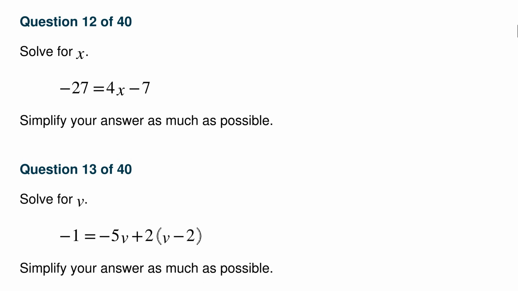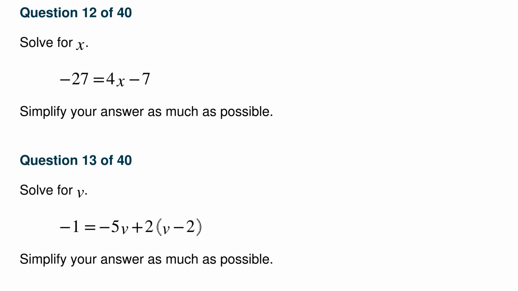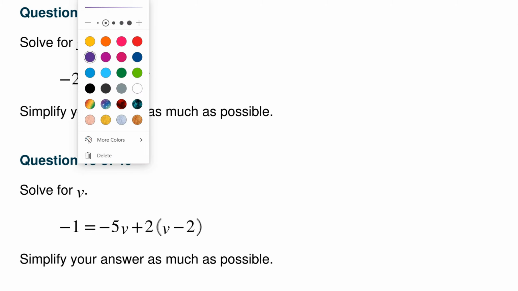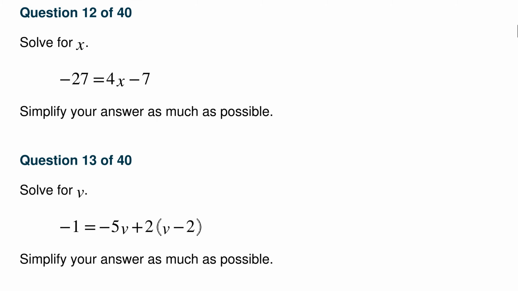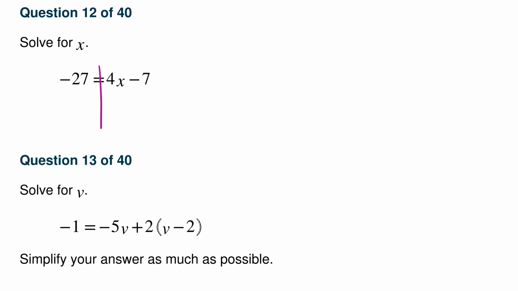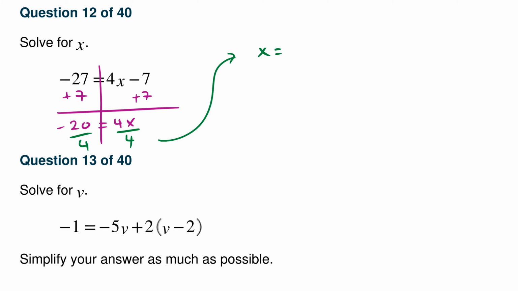Alright, problem 12. Solve that equation and simplify it as much as possible. So I think this is easy. Compared to the last equation, this is way easier. So what we're going to do is isolate the x by adding 7 on both sides. That will give you negative 20 equal to 4x. And we divide by 4 on both sides. That will give you x equal to negative 5 as the answer.